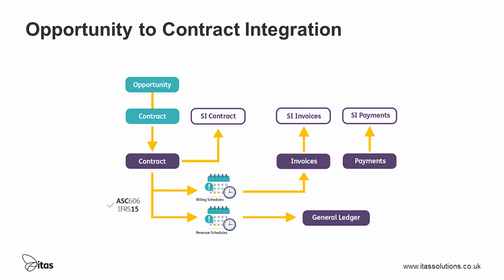We also create our own objects. So we've got the Sage Intacct contract that we push across, and obviously the Sage Intacct invoices and payments as well. You'll be able to see a lot of information directly from within Salesforce. And of course, as with all of the Sage Intacct integrations with Salesforce, we're integrating accounts, products, price lists, contacts, etc. So without further ado, let's jump into the software and have a look at the exciting stuff.